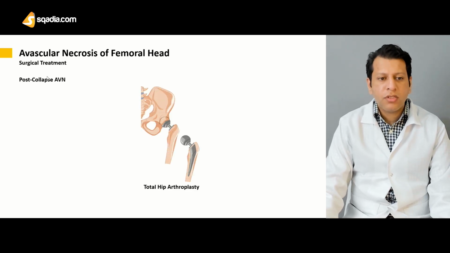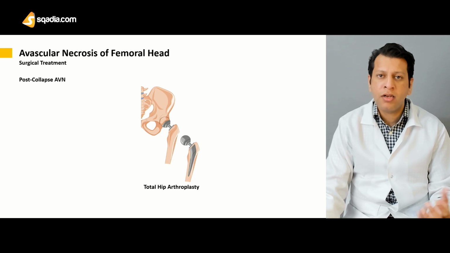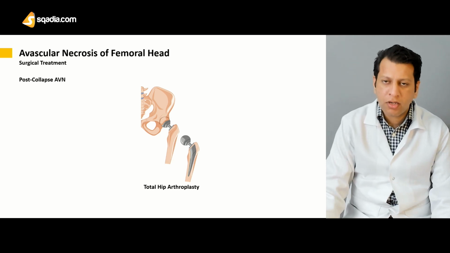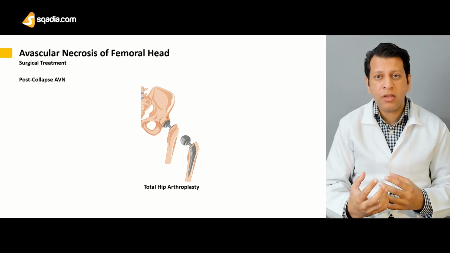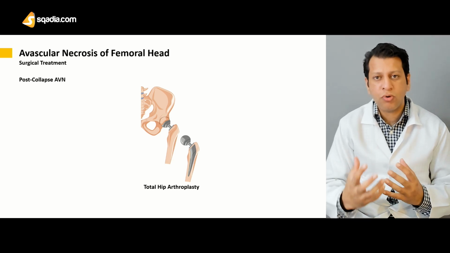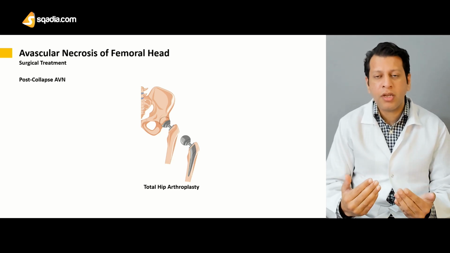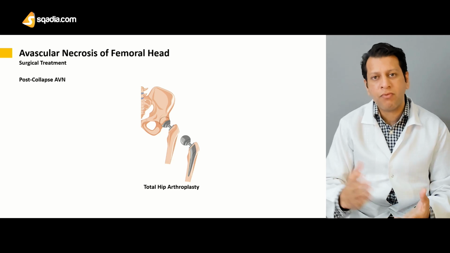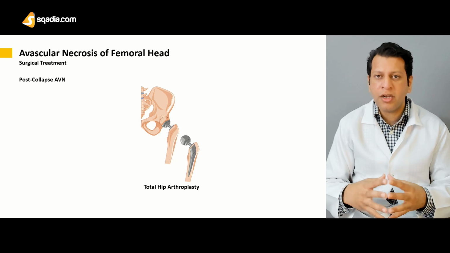For example, if you see this is a post-collapse AVN, total hip arthroplasty is probably the best option to replace the joint and can make the patient completely pain-free and mobile, and all the movements in the hip joint are possible. Usually with osteotomies, although the patient does become pain-free, not all the movements are possible, and the patient will continue to deteriorate and eventually will present maybe 5 years, 10 years later with further degeneration of the hip joint leading to increased pain.